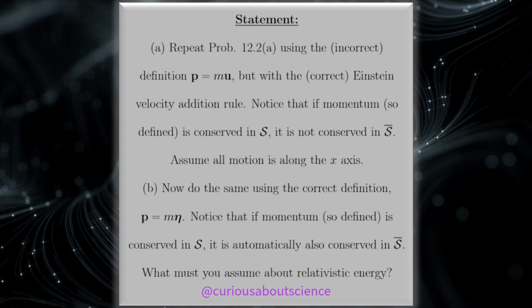Part B, now do the same thing using the correct definition, where we have momentum is equal to m eta, the proper velocity 4 vector. Again, the spatial coordinates, so 1, 2, and 3. Notice that if the momentum, so defined, is conserved in S, it is automatically also conserved in S bar. What must you assume about relativistic energy then? All right, sounds like a fair question to ask. Let's dive in.